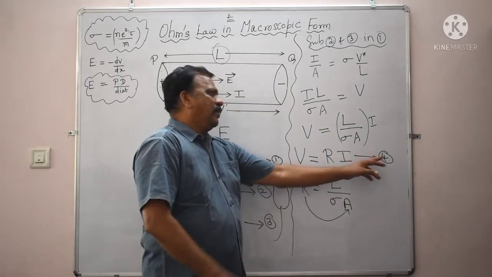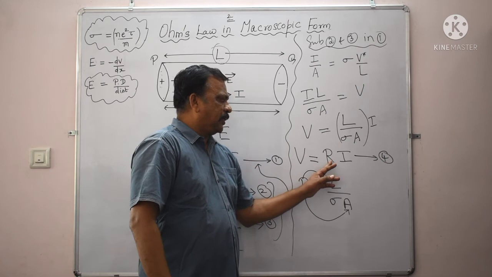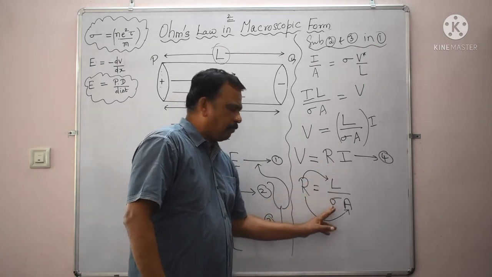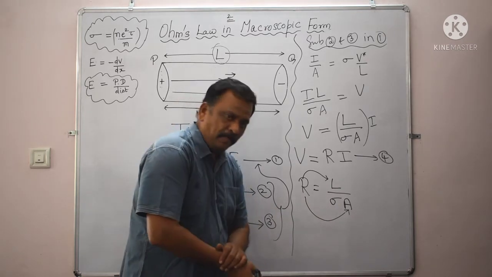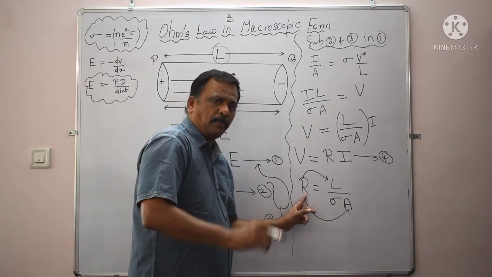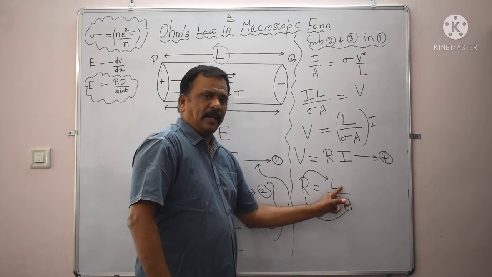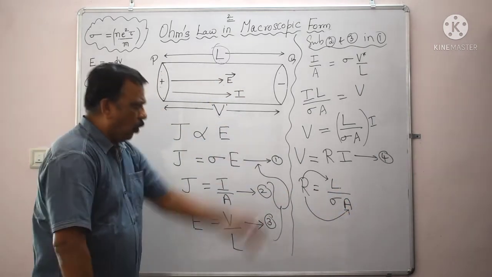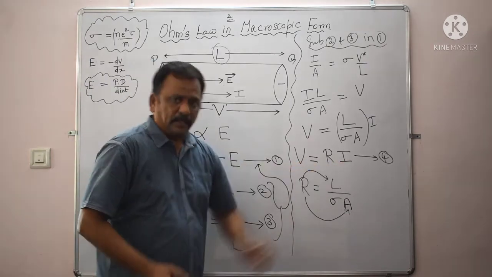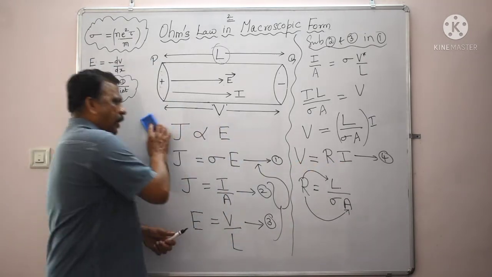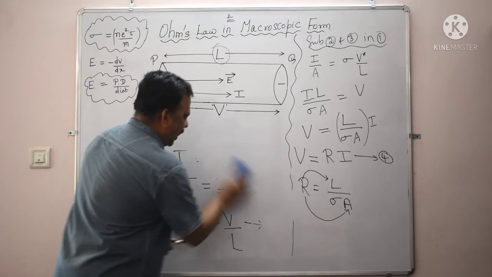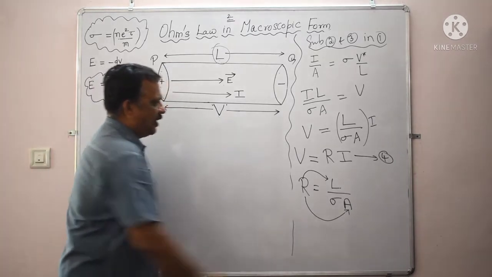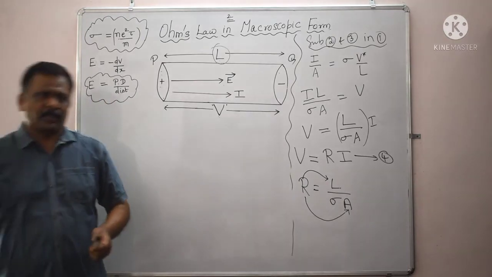So thus, in expression 4, the term R is a constant which is equal to L divided by sigma A. Is it clear? So the resistance of a conductor depends upon number 1, length of the conductor, and number 2, area of cross section of the conductor. Okay, now B is equal to R into I, isn't it? Right? Now what I am going to do is, I am going to remove the resistance from expression 4.